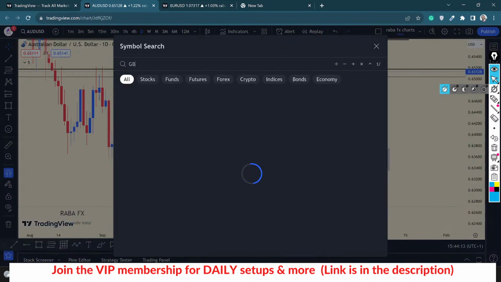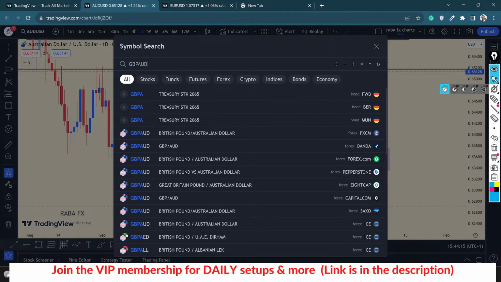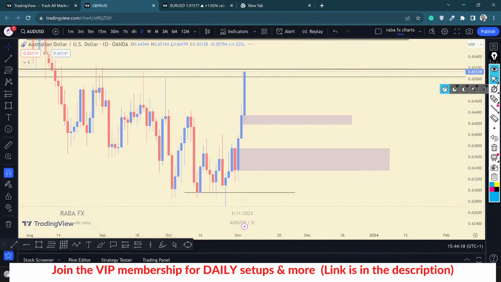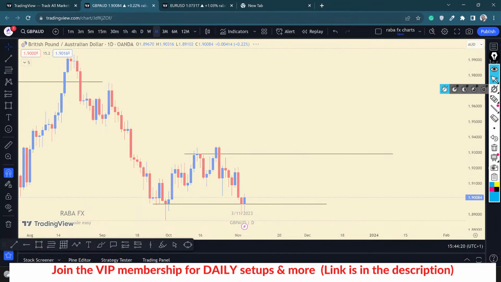We have here GBP AUD. So let's look at GBP AUD, starting from the monthly.